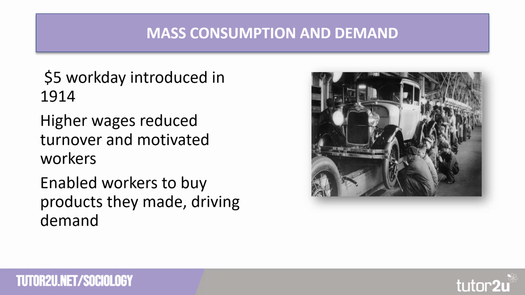By linking high wages to mass production, Fordism helped to create a cycle of mass consumption. Workers earned enough to buy the goods they produced, which in turn increased demand for those goods and justified further investment in mass production. This cycle was a key driver of economic expansion in the 20th century.